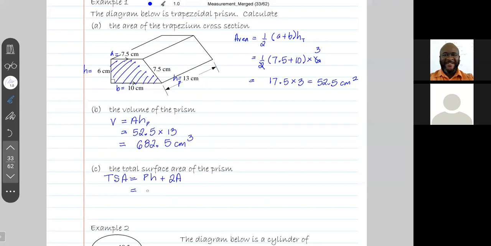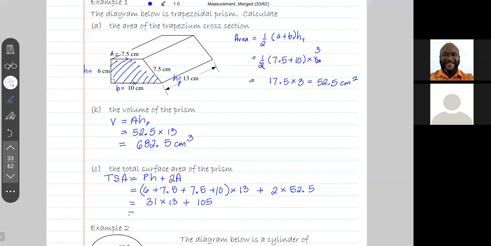So the perimeter of the uniform cross-section is 6 plus 7.5 plus 7.5 plus 10. That's the perimeter of the uniform cross-section times the height of the prism, which is 13, plus 2 times the area of the cross-section, which is 52.5. This is 15 plus 10 is 25 plus 6. This is 31 times 13 plus this is 105.